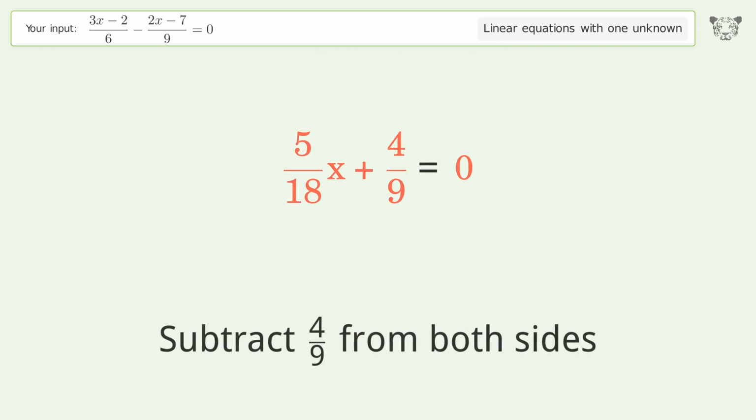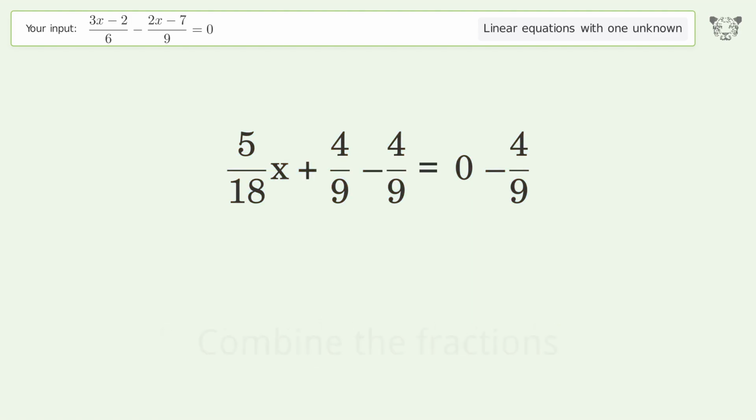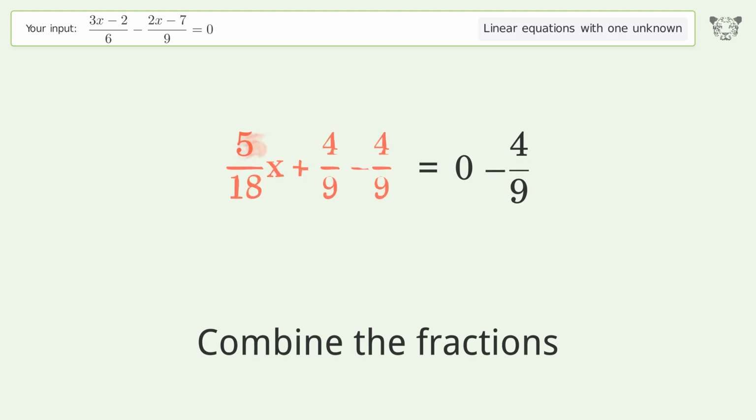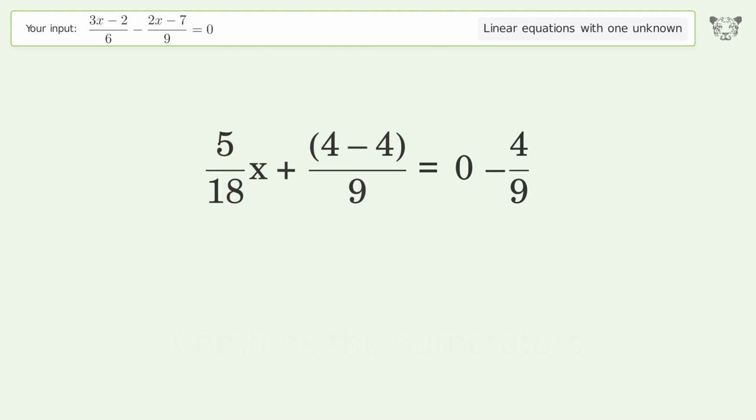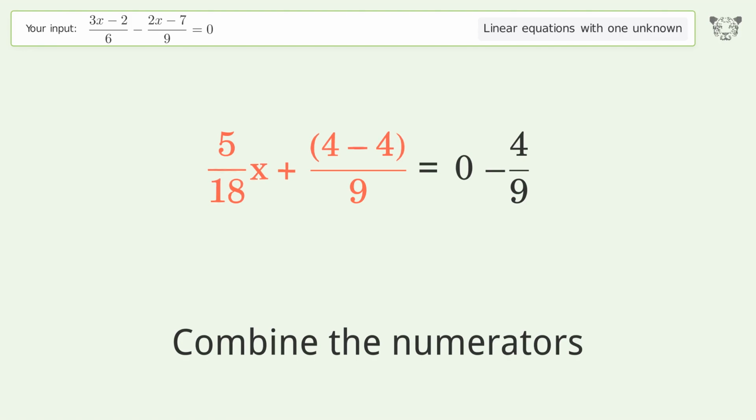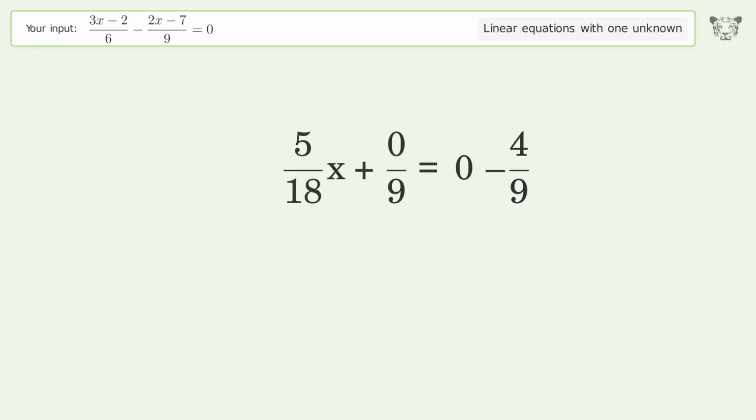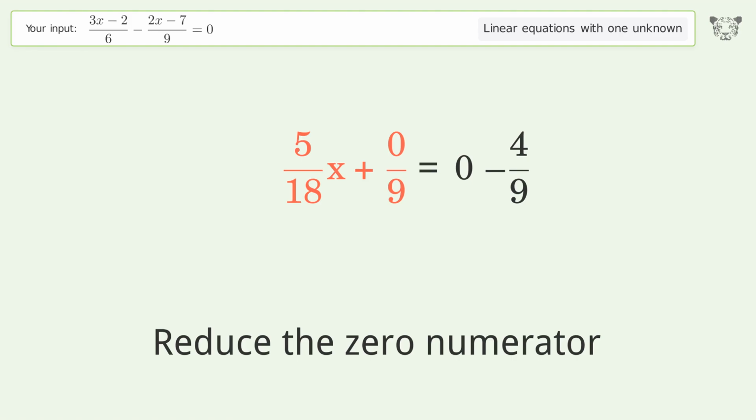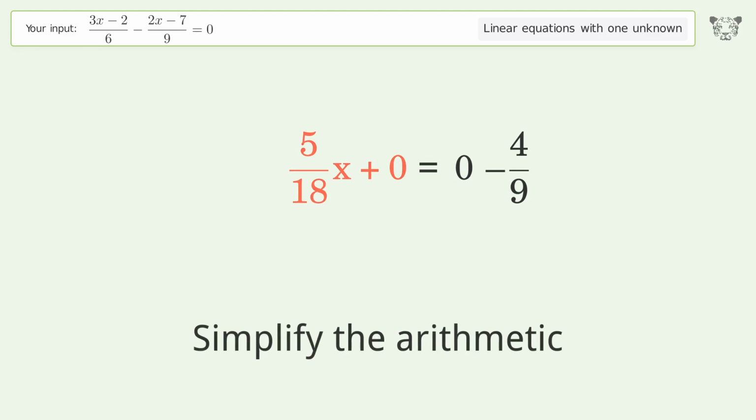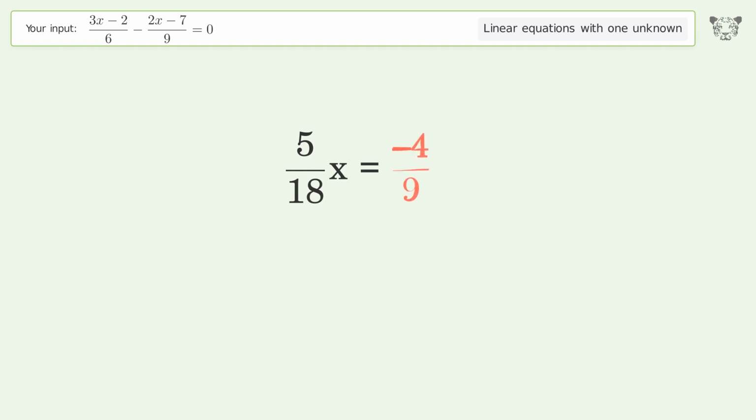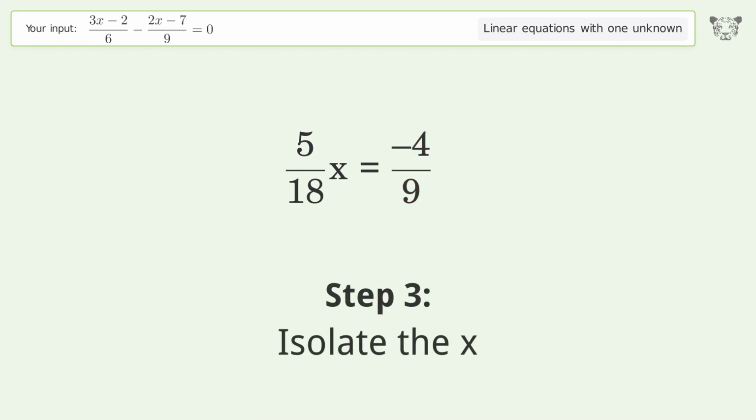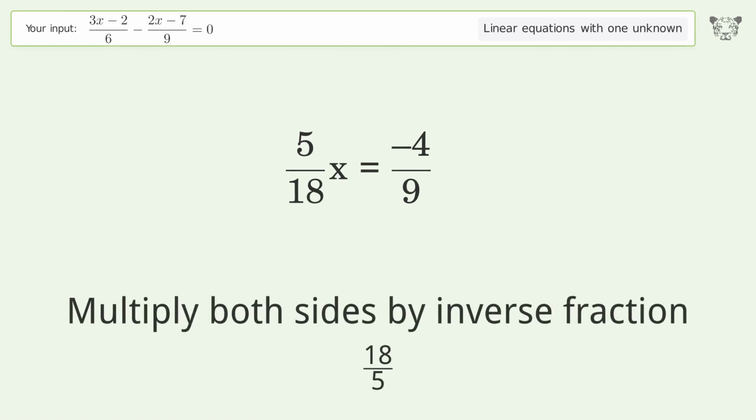Subtract 4/9 from both sides. Combine the fractions. Combine the numerators. Reduce the zero numerator. Simplify the arithmetic. Isolate the x. Multiply both sides by inverse fraction 18/5.